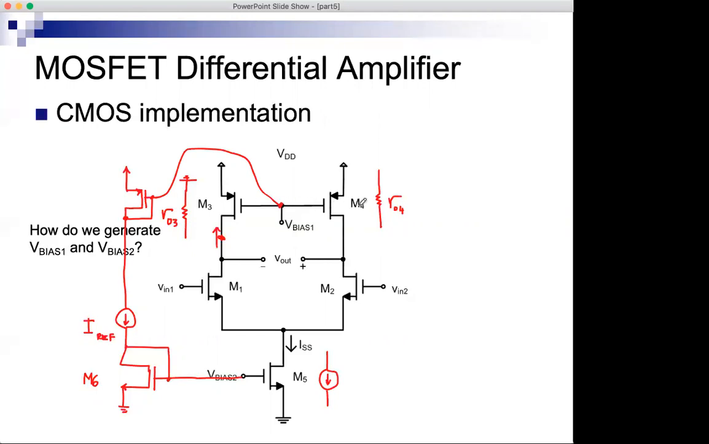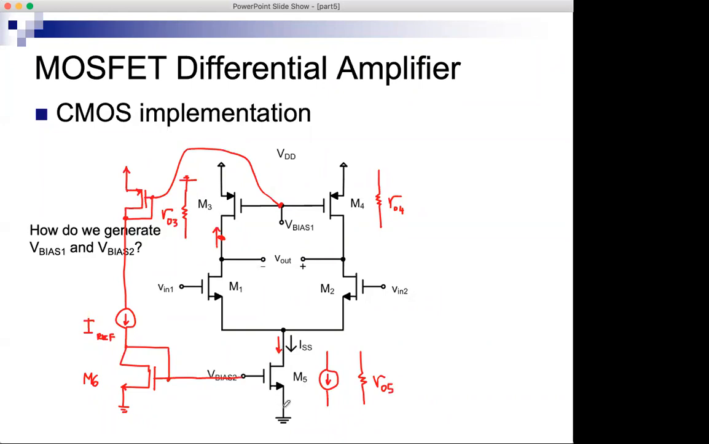All right, so let me clarify. Maybe I did not clarify that in the small signal analysis, this current source, ISS, will appear as a resistor, as the small signal resistance, that is the output resistance of the current source, which is RO5. We know that in this case. So that's the resistance looking into the drain of M5.